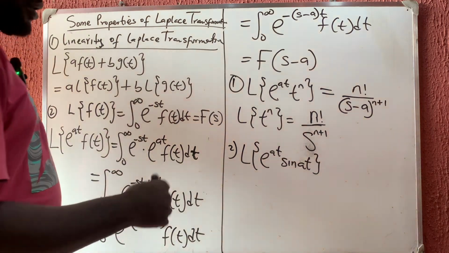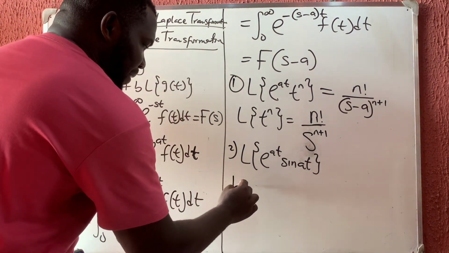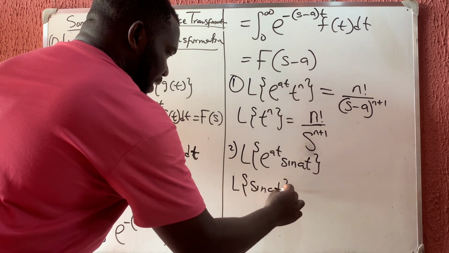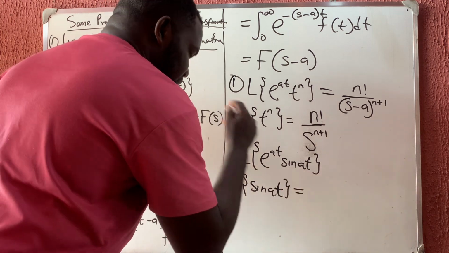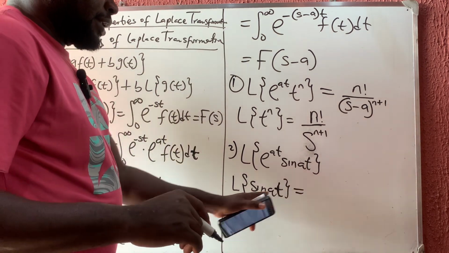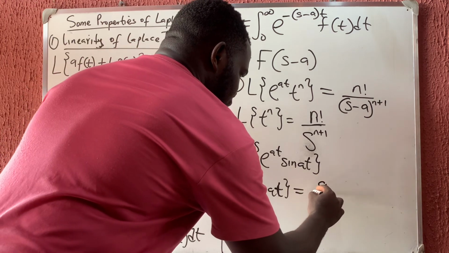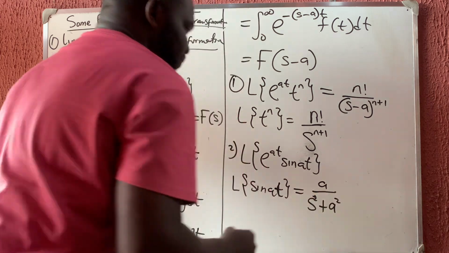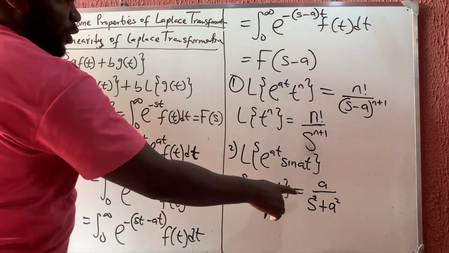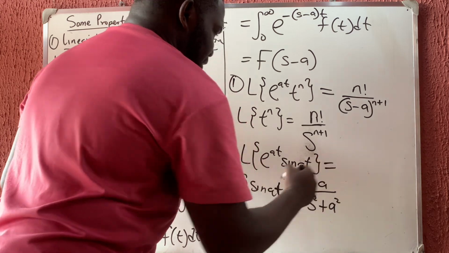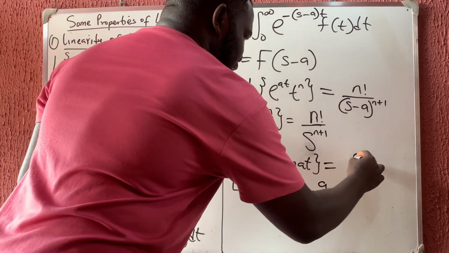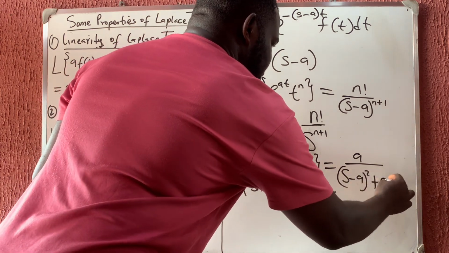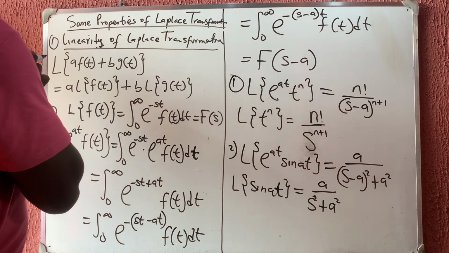Normally we know the Laplace transformation of sine at. The Laplace transformation of sine at is equal to, if it is sine, the a will start it, so it's going to be a over s squared plus a squared. We know this. So from here, we can now have that this one will now be a over (s minus a) all squared plus a squared. So that is that for that.